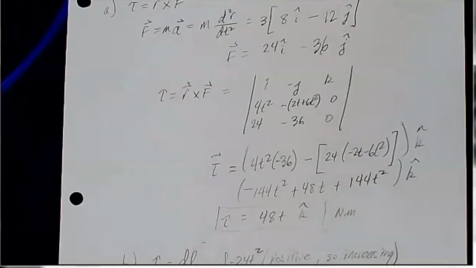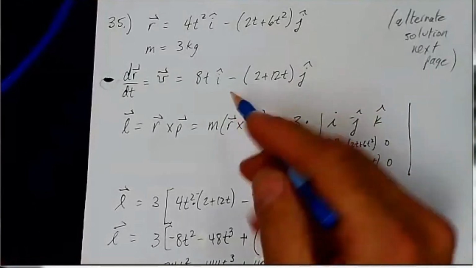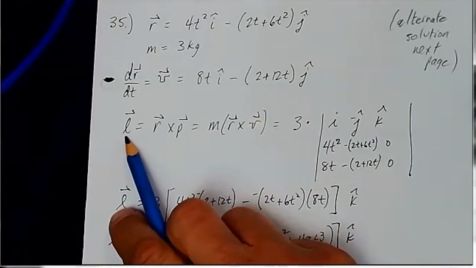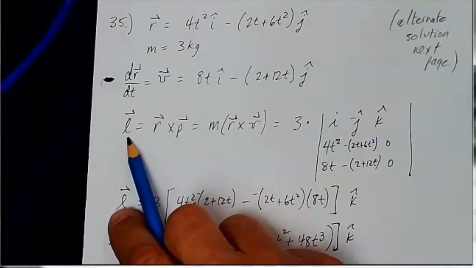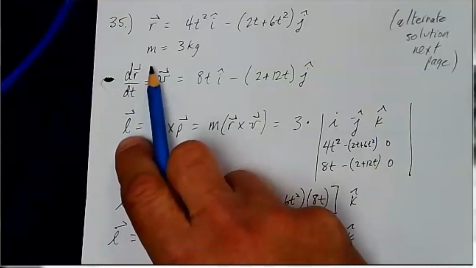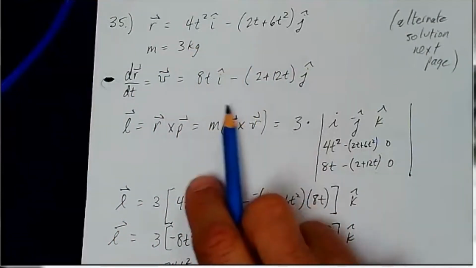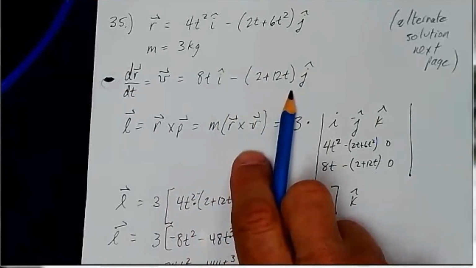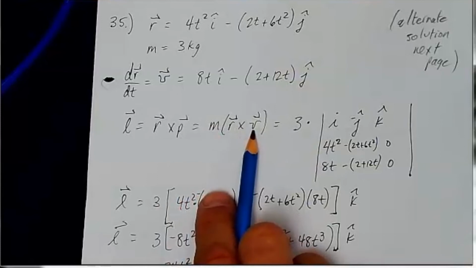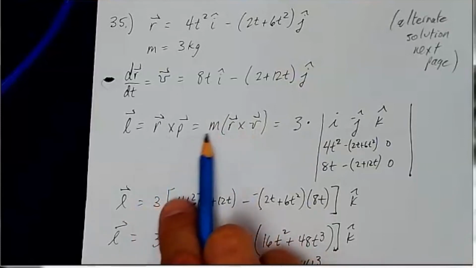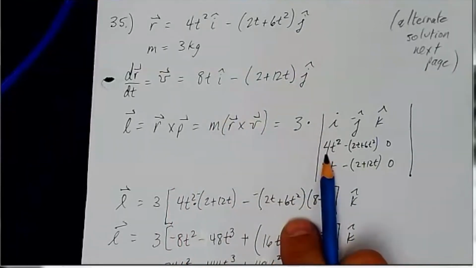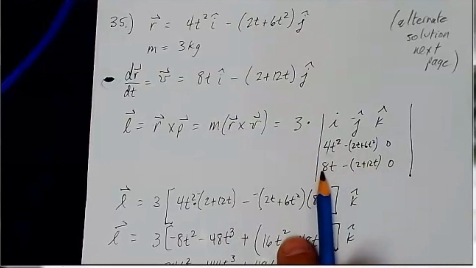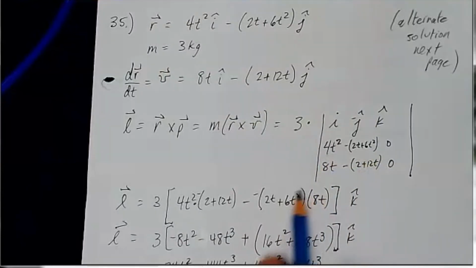Now what if I chose to do it the other way? Now I'm going to find L by doing R cross P, and then the derivative of L with respect to time is the torque. So my first derivative of my R vector is this right here. P is M times V, so R cross P is the same as M times R cross V. So there's my R vector, there's my velocity vector.